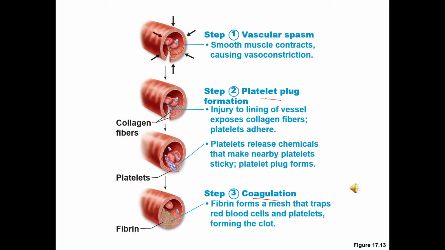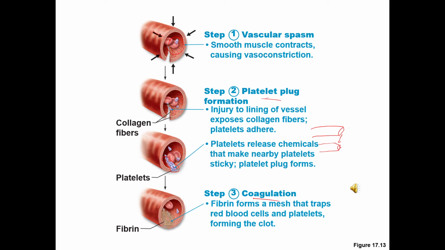So let me show you here again. So this is an artery, for example, and this is the lumen. So when you get cut, first what happens, the size of the lumen will get smaller due to the contraction of the smooth muscle, like this. So the size will get smaller. So the bleeding will be less.